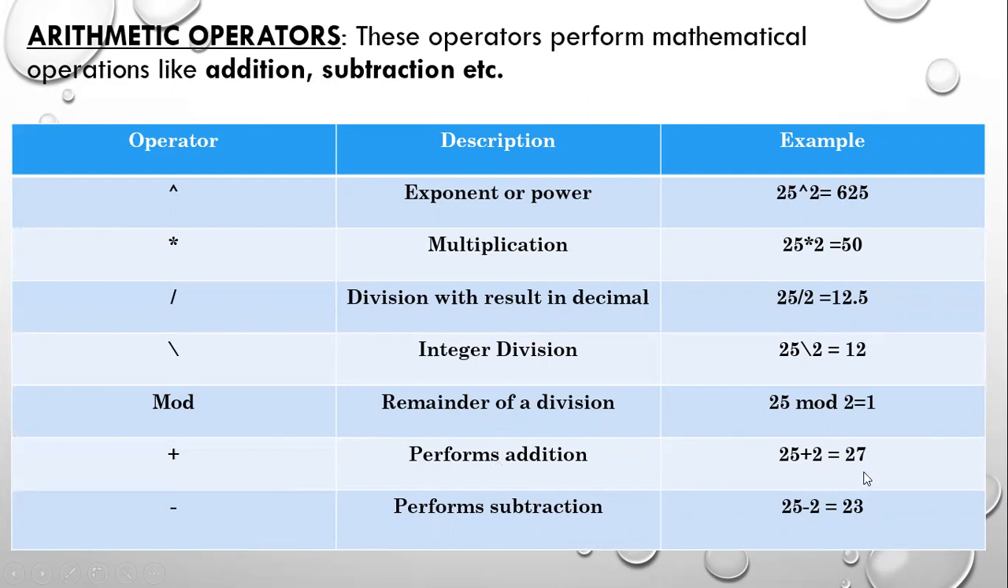25 plus 2, 27 is the example. And subtraction performs your subtraction. 25 minus 2 is the example given, that is 23. These are your arithmetic operators, which are again used in C, C++, Java. So please make a note of this because they are really important to understand in programming.